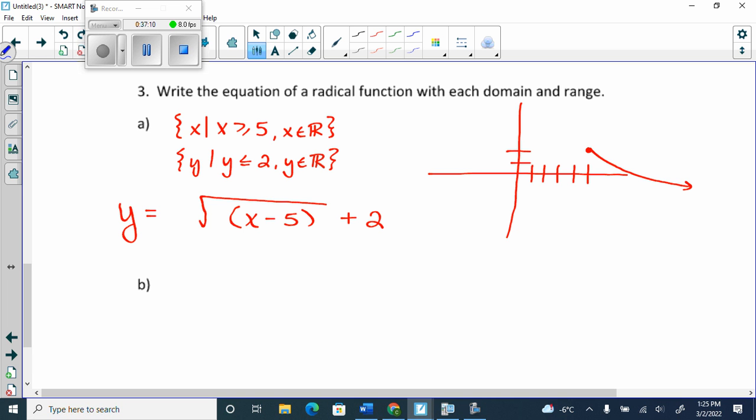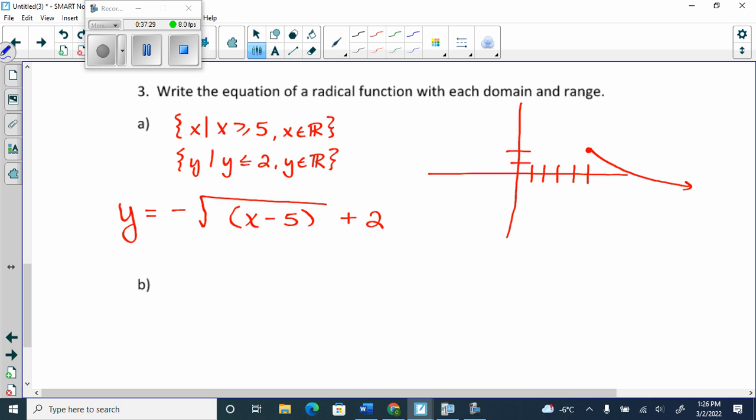Is this one up and to the right? No? It's down and to the right. So where's the reflection? Instead of being up, it's now down. What am I reflecting on? The x-axis. So where does the negative go? With the y. Goes there.